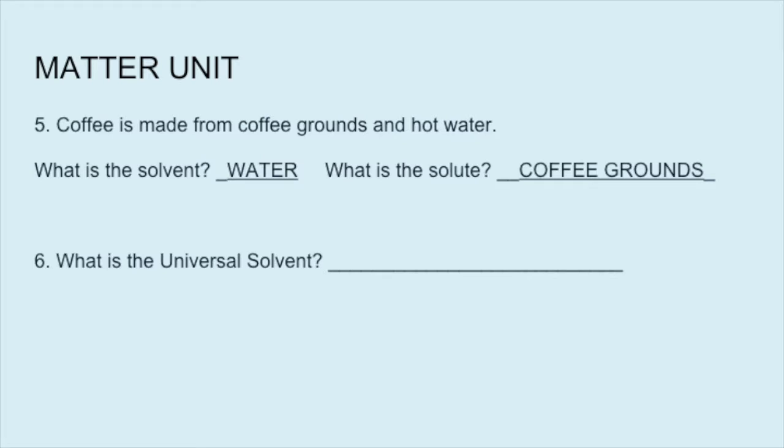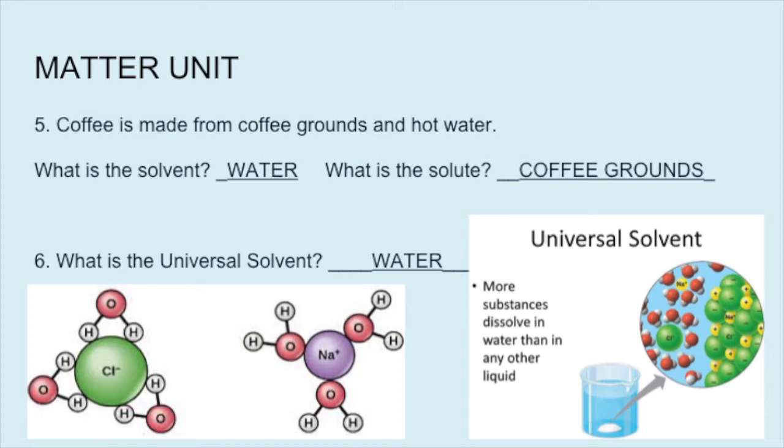And then what's the universal solvent? So water is actually called the universal solvent. More substances dissolve in water than dissolve in anything else on the planet. And water actually dissolves lots of different things, and most of the water on the planet has minerals and things dissolved in it. So we call it the universal solvent.